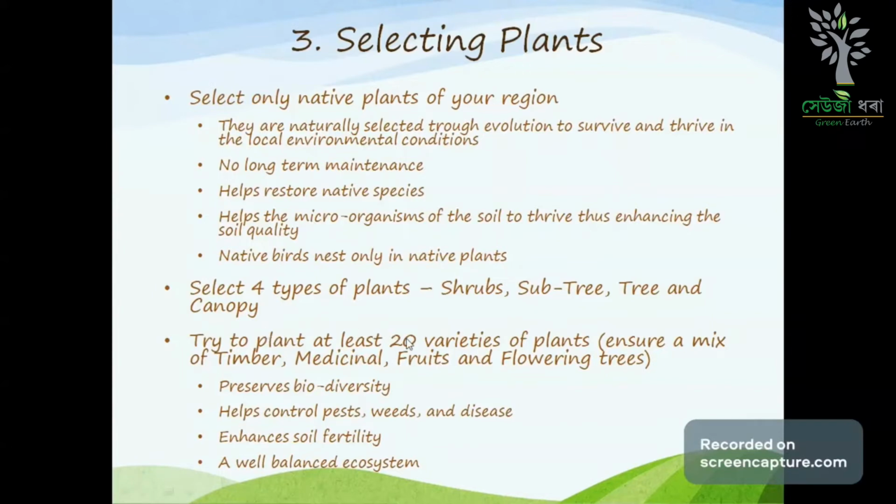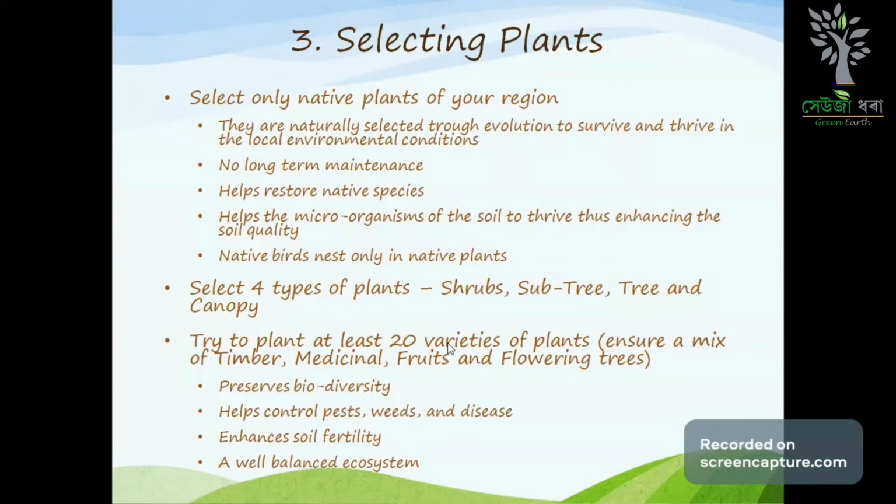Select 4 types of plants. Basically, you need to select shrubs, subtrees, trees, and canopy. All 4 types of plants you need to select. Another thing to keep in mind is that you need to plant at least 20 varieties of plants. If you have a very small patch of land, then select at least 20, but try to go higher. Suppose you have 1,000 square feet of land, then you should try at least 30 different varieties to plant.